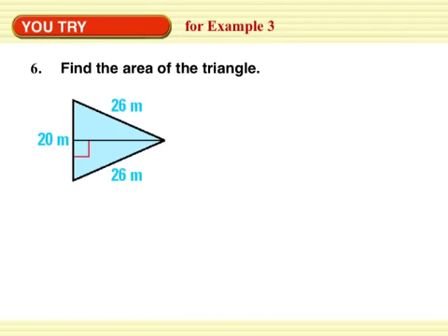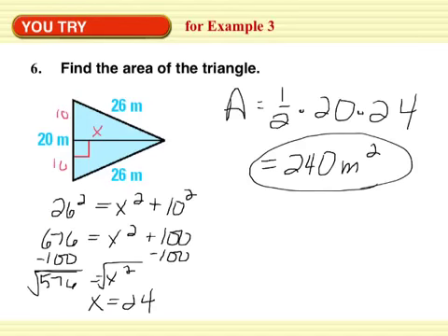Another one, I have another isosceles triangle. So my bases are there, and I'm trying to find my altitude. Push pause. There we go. The area of that one is 240 meters squared.